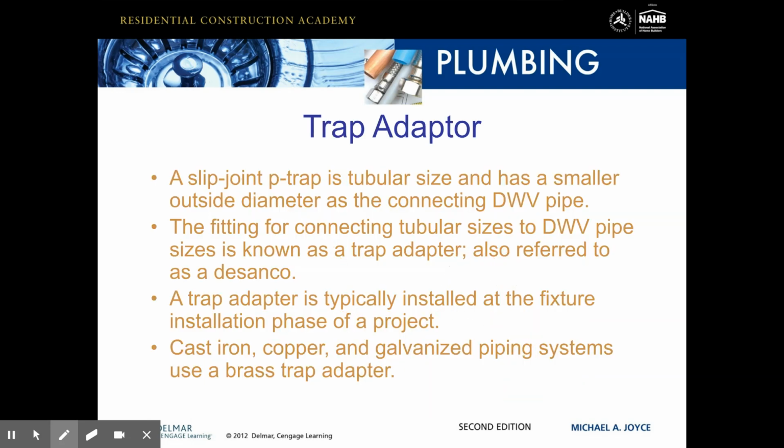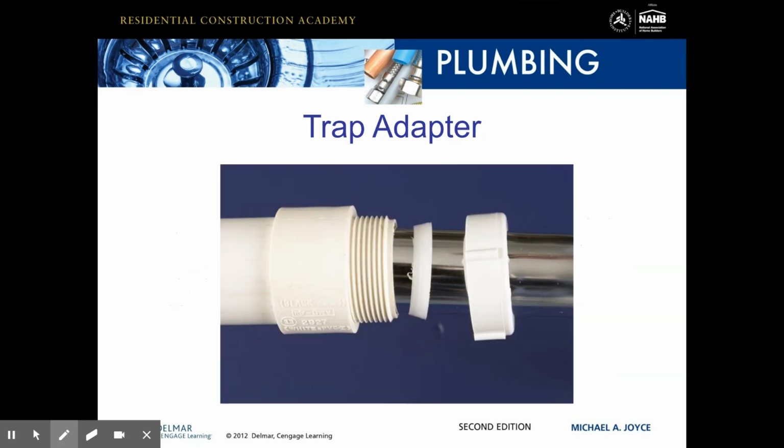A slip joint P-trap is a tubular size and has a smaller outside diameter as a connecting drain waste vent pipe. The fitting for connecting tubular sizes to DWV pipe sizes is known as a trap adapter, also referred to as a DeSanko. A trap adapter is typically installed at the fixture installation phase of a project. Cast iron, copper, and galvanized piping systems use a brass trap adapter.